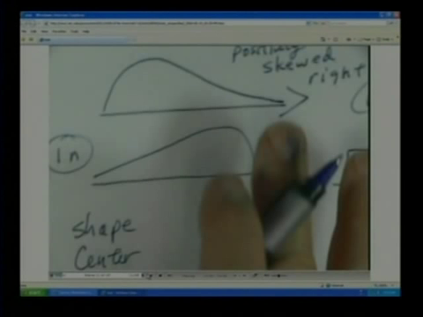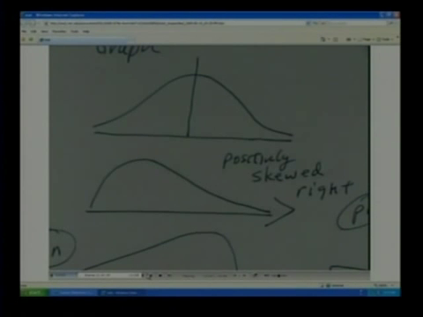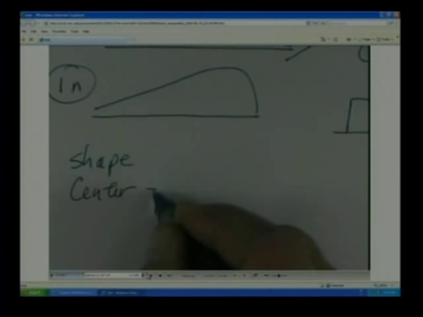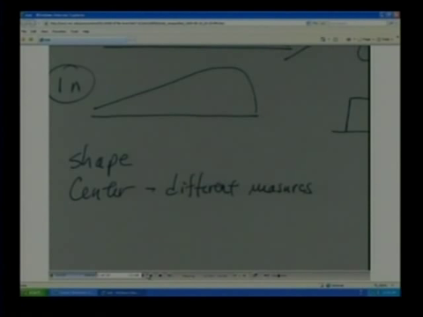We have another characteristic that's called the center. Okay? In the normal distribution, the center would be right down the middle. The challenge is that when we get to the center, there are different measures. Those different measures could be the mean, the median, the mode. We can even throw in the mid-range there. Another characteristic that we have is called the spread.